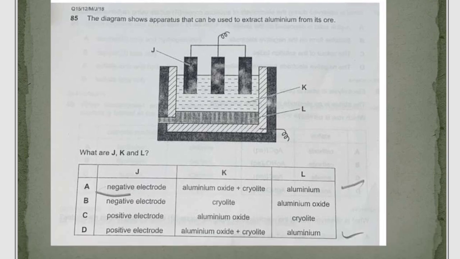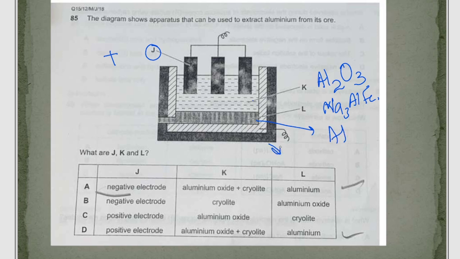Now, this question is from May, June 18. The diagram shows the apparatus that can be used to extract aluminum from its ore. J is basically the positive electrode, whereas K is the mixture of aluminum oxide and cryolite, that is Na3AlF6, whereas L is molten aluminum. And the last one is the steel tank, that is the cathode. But we do not have to answer about this cathode. J, K, L, N: J is the positive electrode, K is aluminum oxide and cryolite. D is the correct option for this reaction.